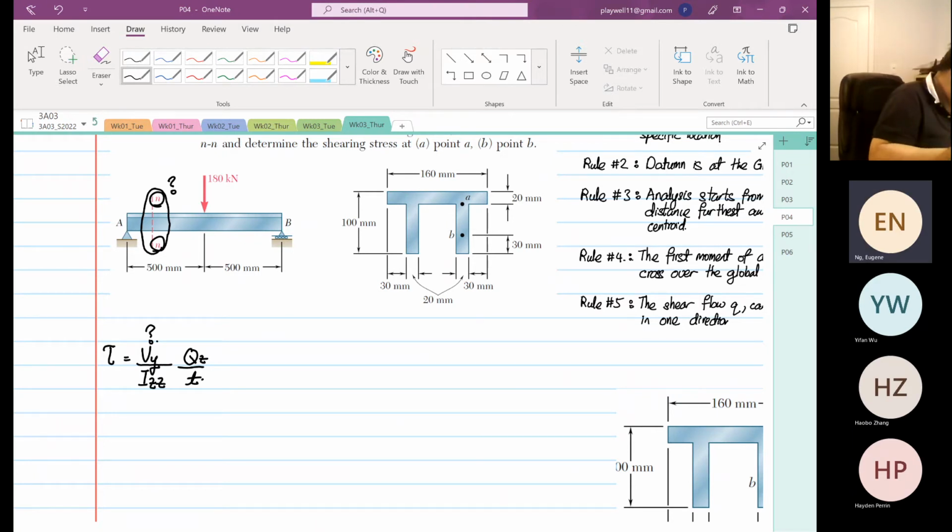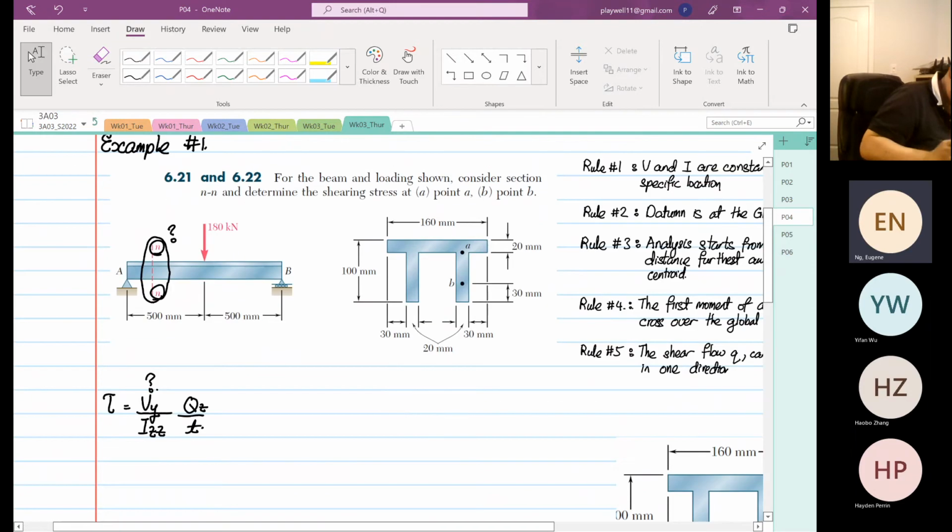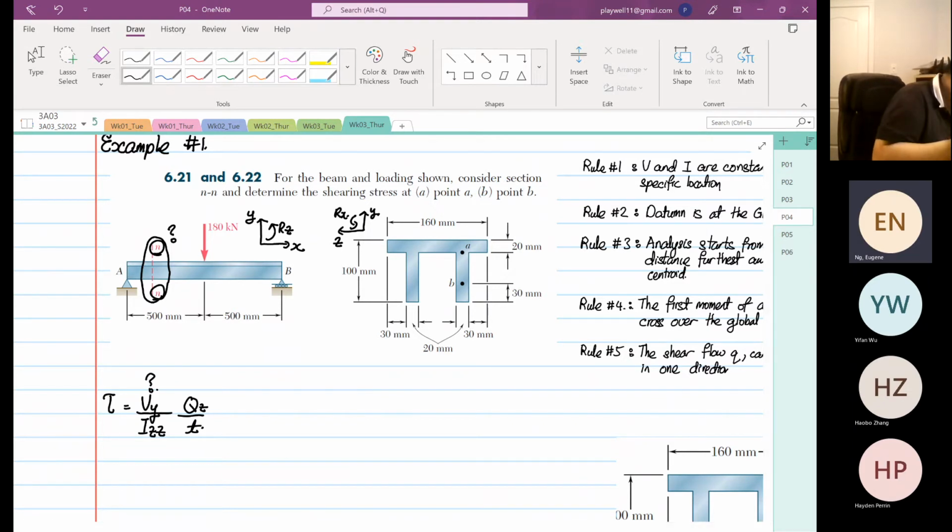So let me draw the transformation first. This is our X, we have our Y, and then you have the rotation about Z. And because that's our cross-sectional view, this will be our Y, this will be our Z, and this will be our rotation about X. So we need to determine what our Vy is first.